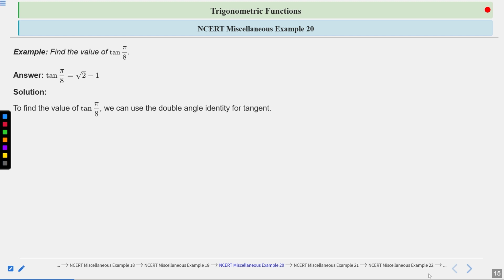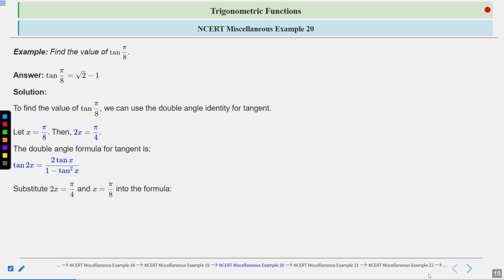To find the value of tan of pi by 8, we use the double angle identity for the tangent. Let x be equal to pi by 8, then 2x will be equal to pi by 4. Now the double angle formula for tangent is tan 2x equal to 2 tan x upon 1 minus tan square x.